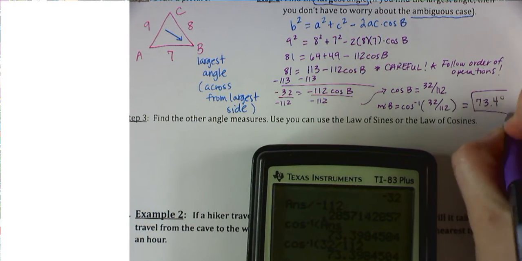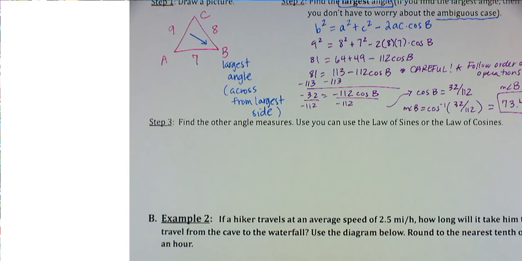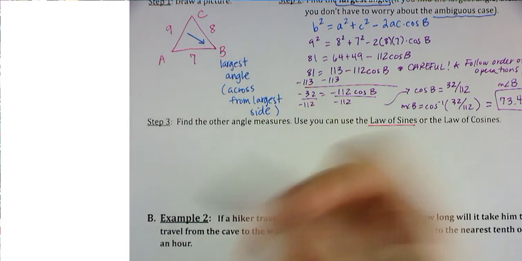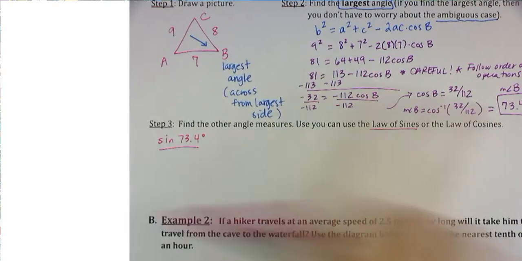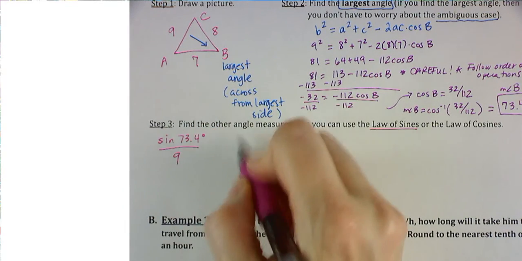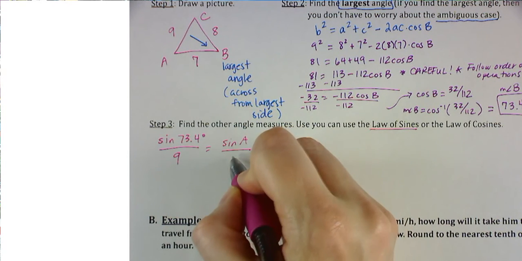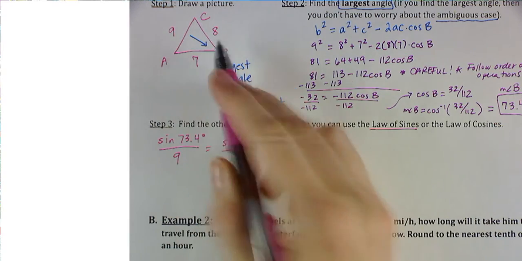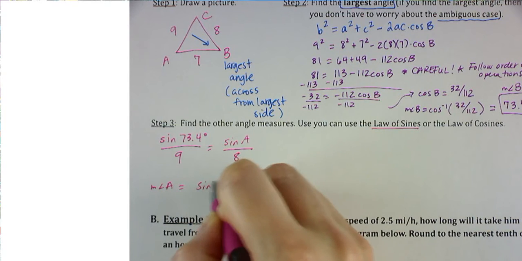Okay, so now you have one angle. Now you have to find the next one. So to find the next one, you can use the law of sines or the law of cosines. Generally, the law of sines is quicker, so that's usually what I use. So we have the sine of 73.4 degrees, that's angle B, over 9 equals, and then for this it doesn't really matter what order you find the rest in. You have the sine of A over 8. So that means the measure of angle A is the sine inverse of 8 times sine of 73.4 degrees divided by 9.